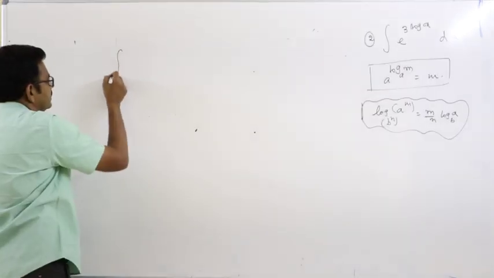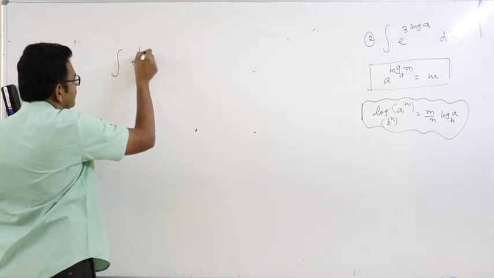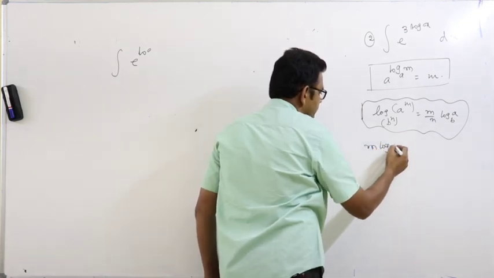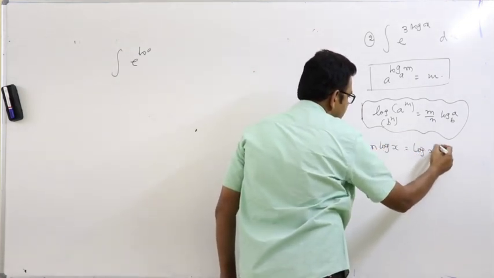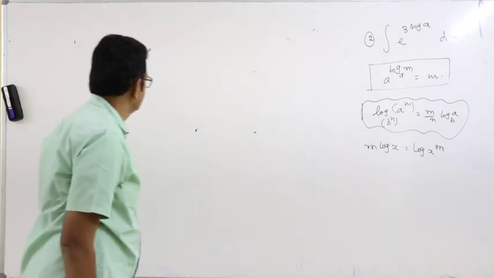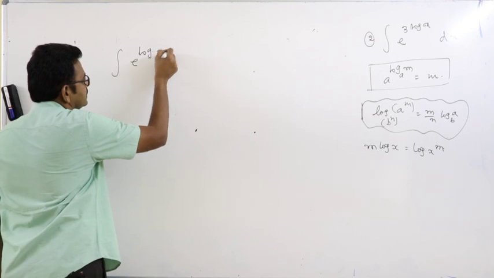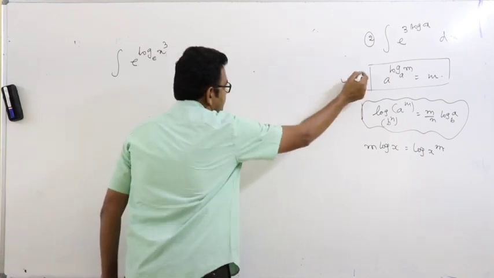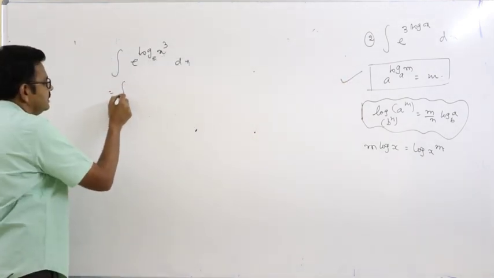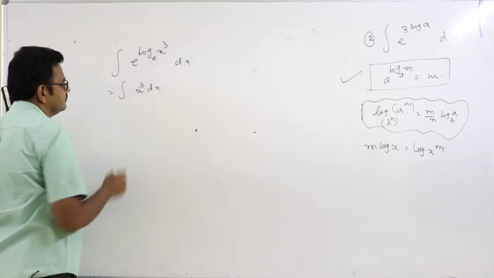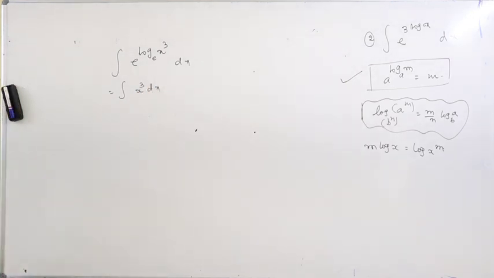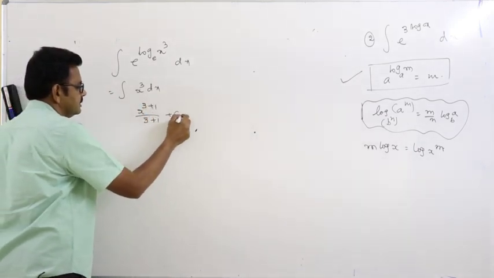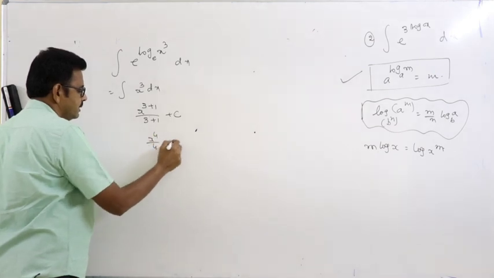So integral e power, that is log of... and also m log x is equal to log of x to the power of m. Log of x power m. So 3 log x is log of x cube base e. So using this property, that is equal to integral x cube dx. So integral x to the power of n: x to the power of 3 plus 1 by 3 plus 1 plus c. That is x power 4 by 4 plus c.